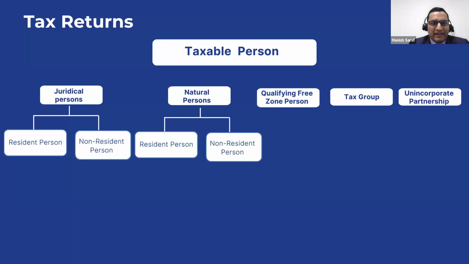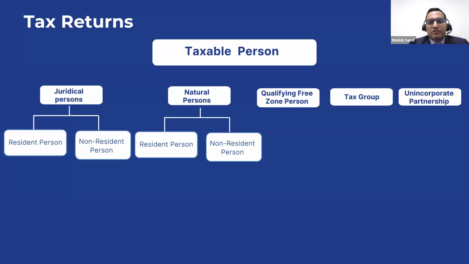So as per the tax return, these are the taxable persons. Now you would be categorized under any of these 5 categories of taxable person. It could be juridical person, resident, non-resident, even natural person. Like if I am doing my consultancy freelancing business, which is a commercial activity, then I'm a natural person. So in that case, I would be registering as a natural person.